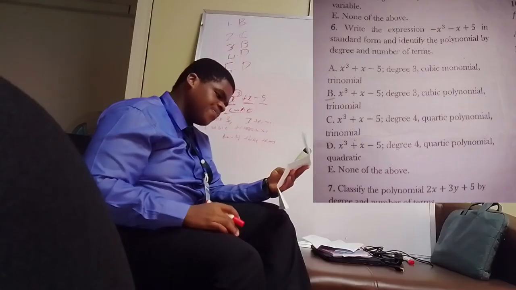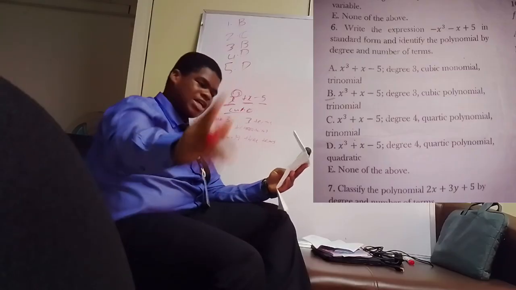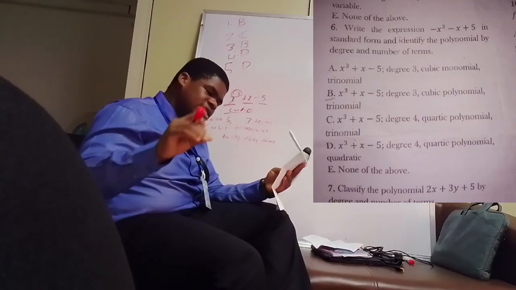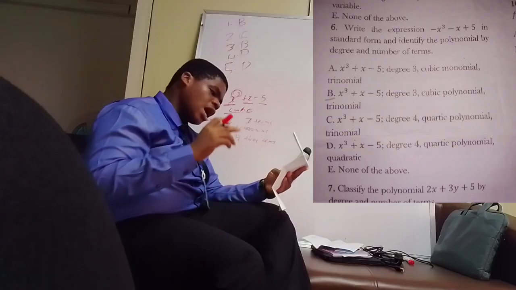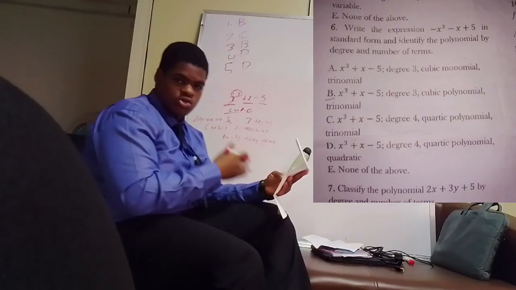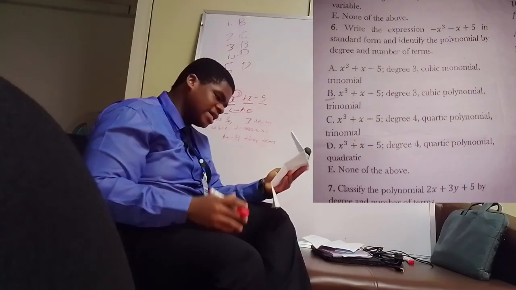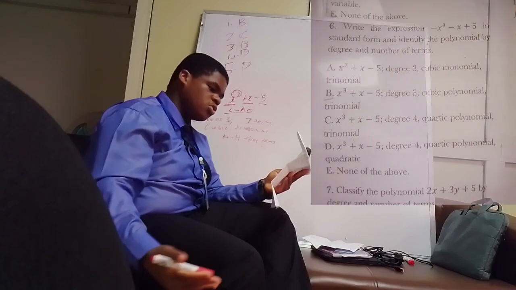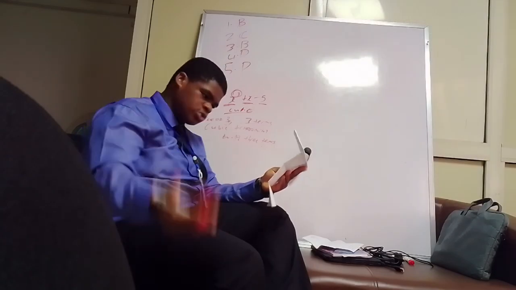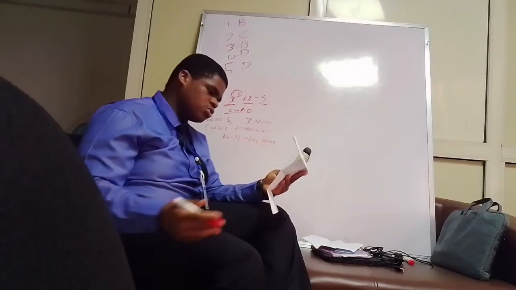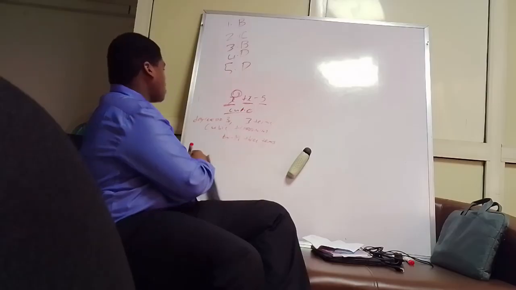Let's look at option C. Degree of 4, that is wrong. Quartic polynomial, no. And trinomial, that's a trinomial, but the first 2 are wrong. Option D says degree of 4, which is also wrong. Quartic polynomial, also wrong. Quadratic, also wrong. So option B is going to be our correct option.